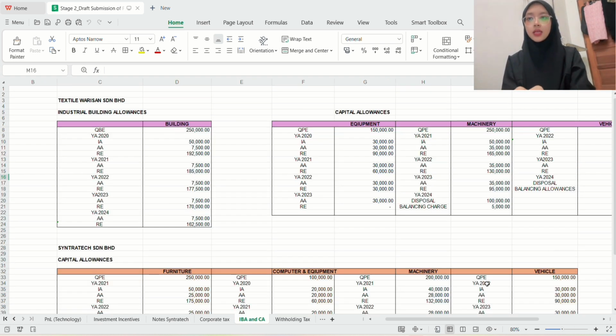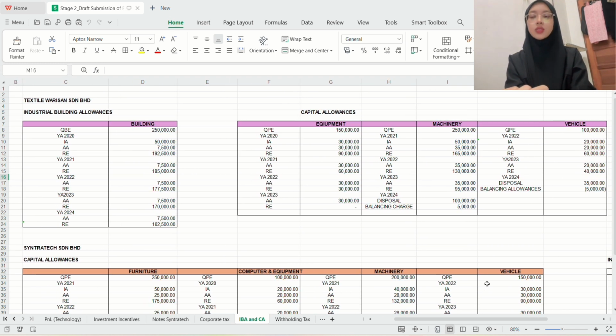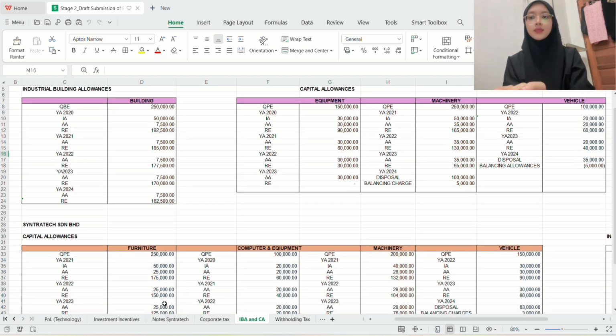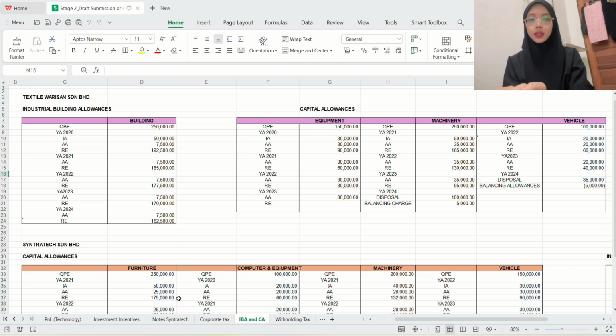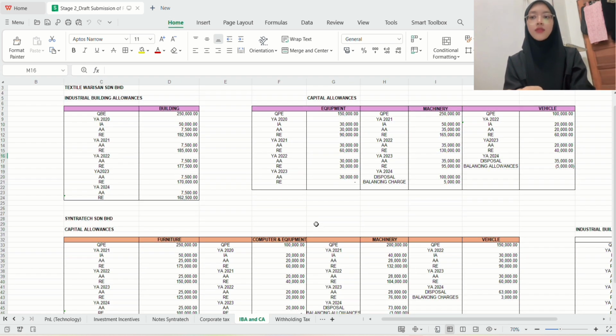Today I will be presenting about the Industrial Building Allowance (IBA) and Capital Allowance (CA), which are essential tax incentives for businesses in Malaysia. Industrial Building Allowance is granted on qualifying industrial buildings used for business purposes. In our case, both Textile Warisan Sdn Bhd and Sintratech Sdn Bhd own buildings that qualify for IBA. The qualifying building expenditure (QBE) for Textile Warisan is 250,000, while Sintratech's QBE is 300,000.